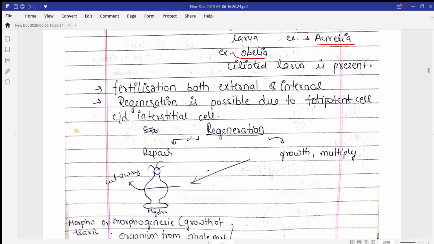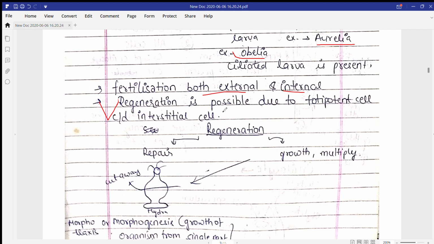Now, fertilization can occur through external means or internal means. Internal means inside the body, external means in the water. The male will release their sperms in the water, and the female carrying the ova will come near these sperms, and then the sperm and ova come in contact with each other and fertilize together. So external means in the water.